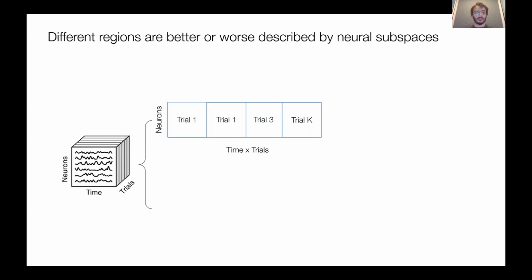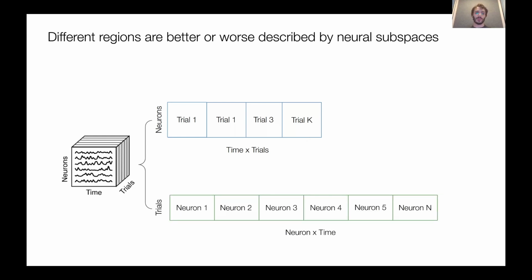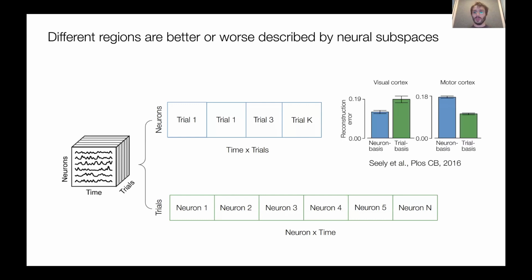Then we can do this kind of weird step at first of unfolding the tensor back into a matrix, but doing that in different ways. We can either unfold this tensor into a matrix of shape number of neurons by a very long dimension that's number of time points by number of trials, or unfold it into a matrix that's number of trials by a very long dimension that's number of neurons by number of time points. And what people have argued is that these different views of the same data can capture more or less variance depending on the brain region that you are looking at.